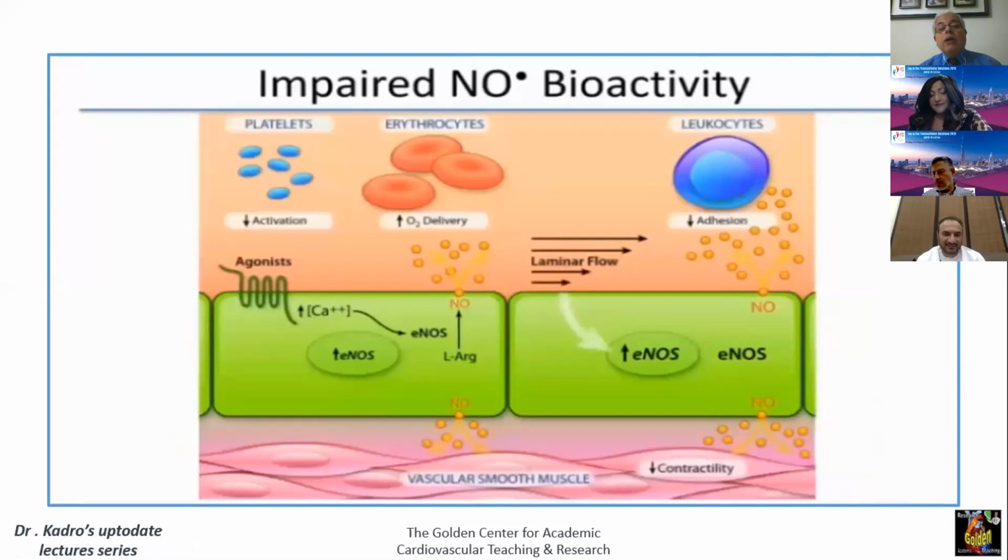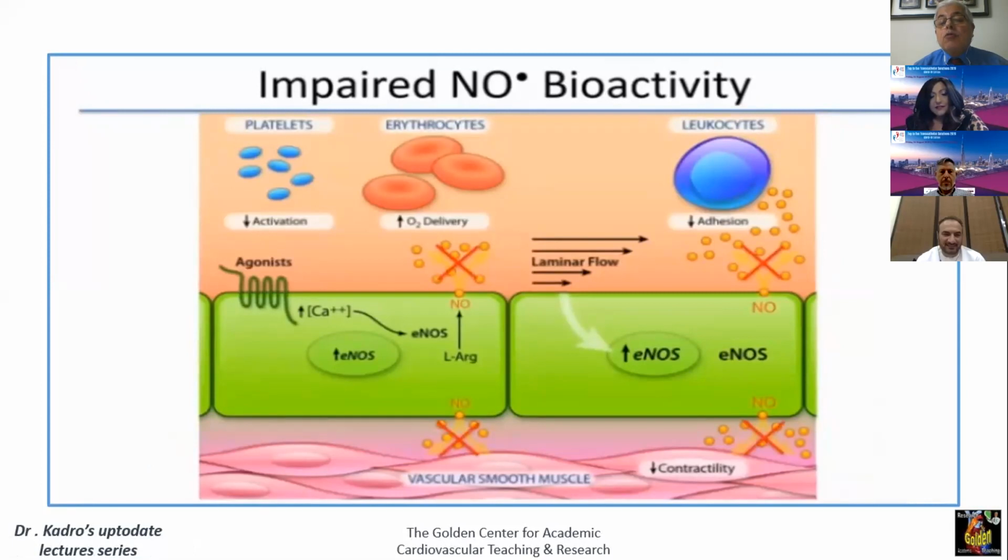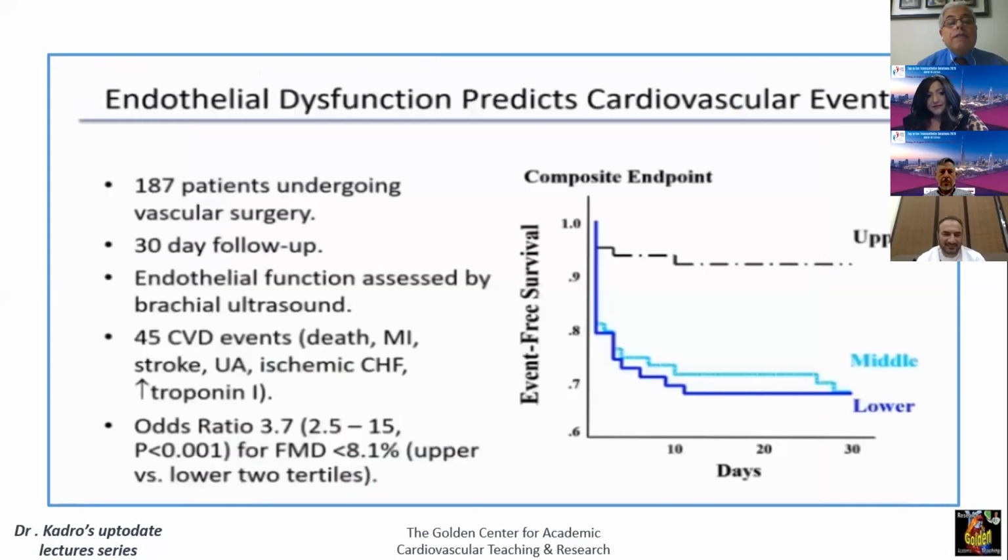However, if the nitric oxide is not bioactive due to damage of the endothelium, all of those things are inactivated. So we are not preventing adhesion, so there is more leukocyte adhesion, there is less oxygen delivery, there is increased platelet activation, and there is no vascular muscle relaxation effect. That causes vascular muscle contraction and spasm of the vessel. And really, endothelial dysfunction predicts cardiovascular mortality.